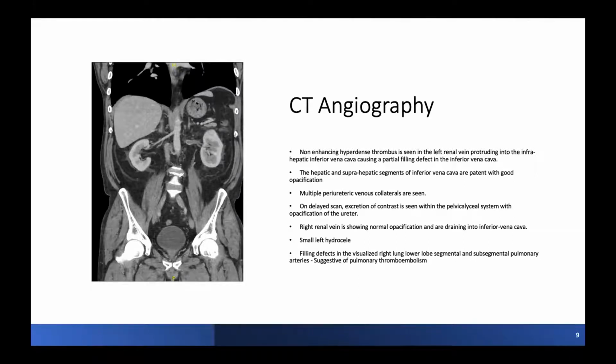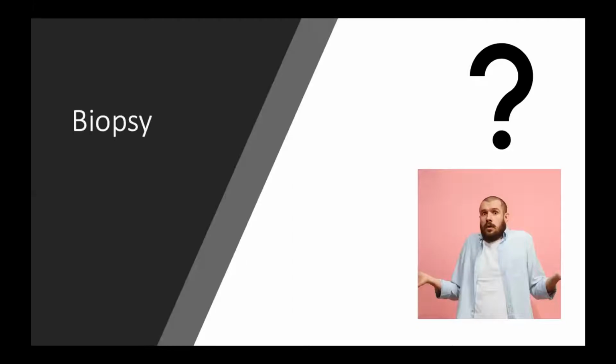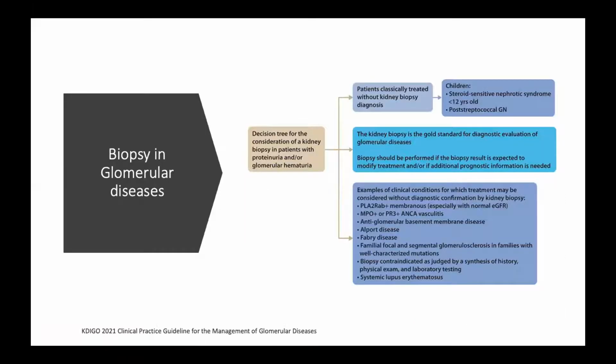So after CT angiography, we were confused whether to go ahead with biopsy, or is there any alternate way by which we could diagnose. And if you look at the KDIGO guidelines, in the evaluation of glomerular diseases, it is pretty straightforward. All cases of adult onset nephrotic syndrome require a biopsy, except for cases like this one, where most likely it is the PLA2R antibody positive membranous nephropathy. That is one possibility which we wanted to rule out before proceeding for biopsy.